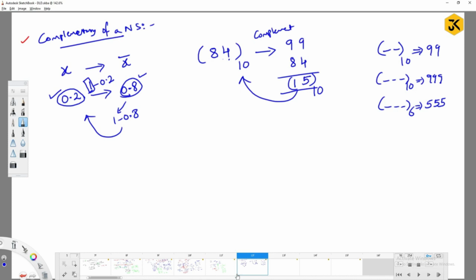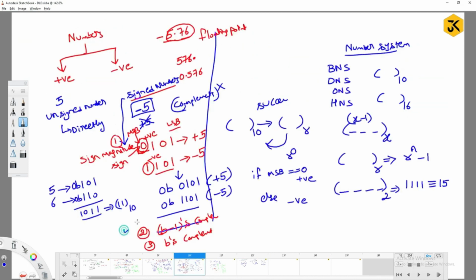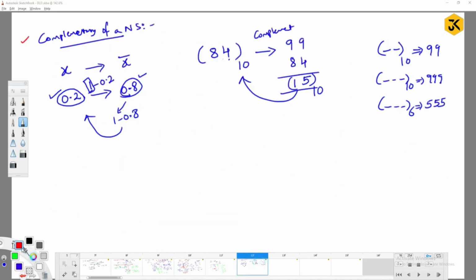So here I have used two terminologies. One is b minus 1's complement, another one is b's complement. Meaning that you can represent any number in the system in two formats. One is the b minus 1's complement format, and another one is the b's complement format. Right? So if you are going to perform it in the form of b minus 1's complement, you have to subtract x from b power n minus 1. Is it correct?